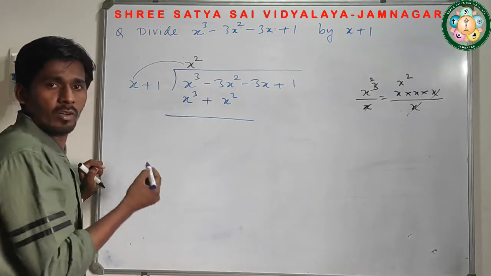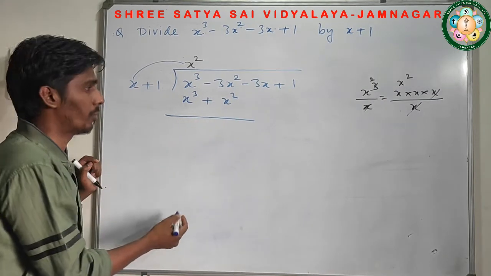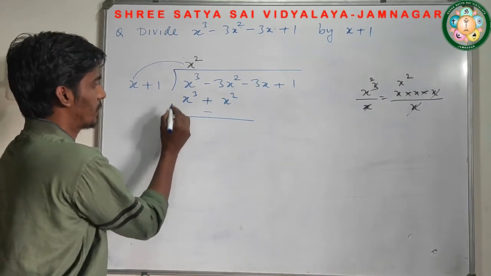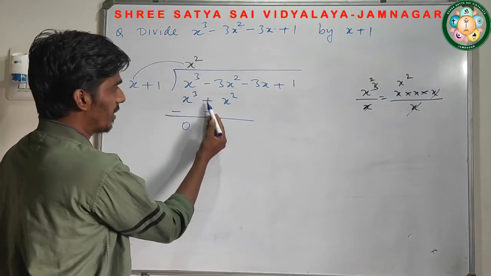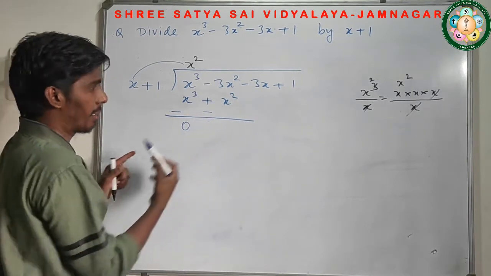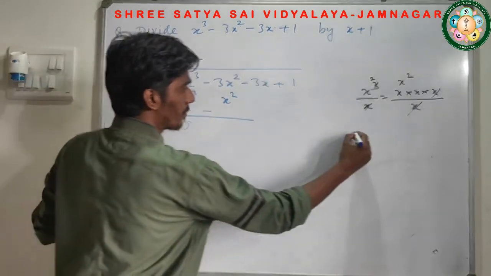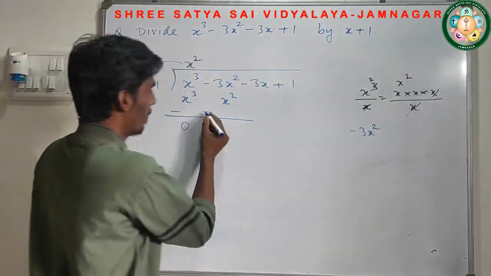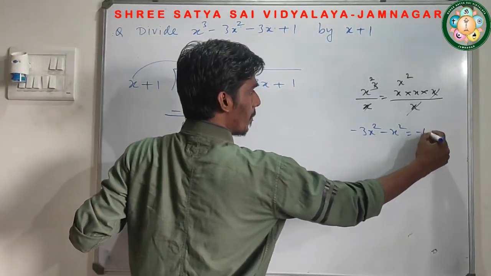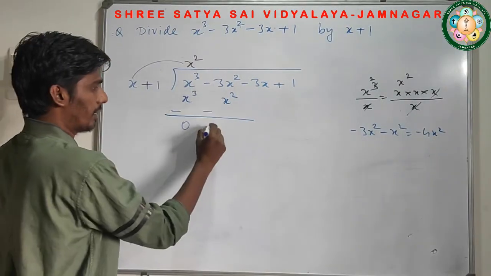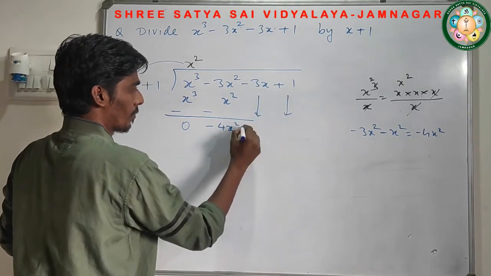Now we have to change the sign. Normally in division we always subtract the given number, but here we have to subtract the polynomial. So plus becomes minus, and this plus becomes minus. X cube minus x cube is 0. Once we change the sign of this one, now this plus becomes minus. Now we are not going to consider this sign. What you have to do now? It's minus 3x square minus x square. Minus 3x square minus x square is minus 4x square. So here I am going to write minus 4x square.